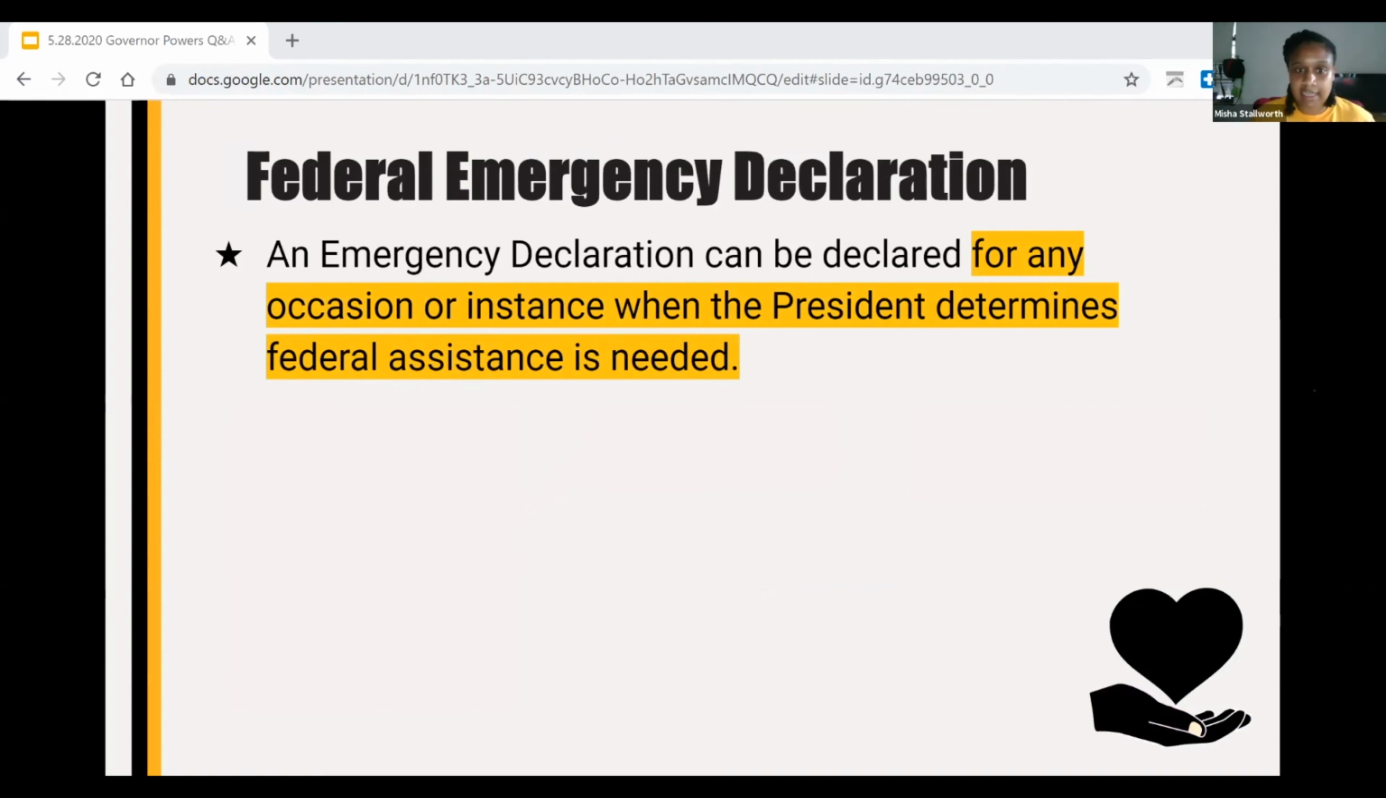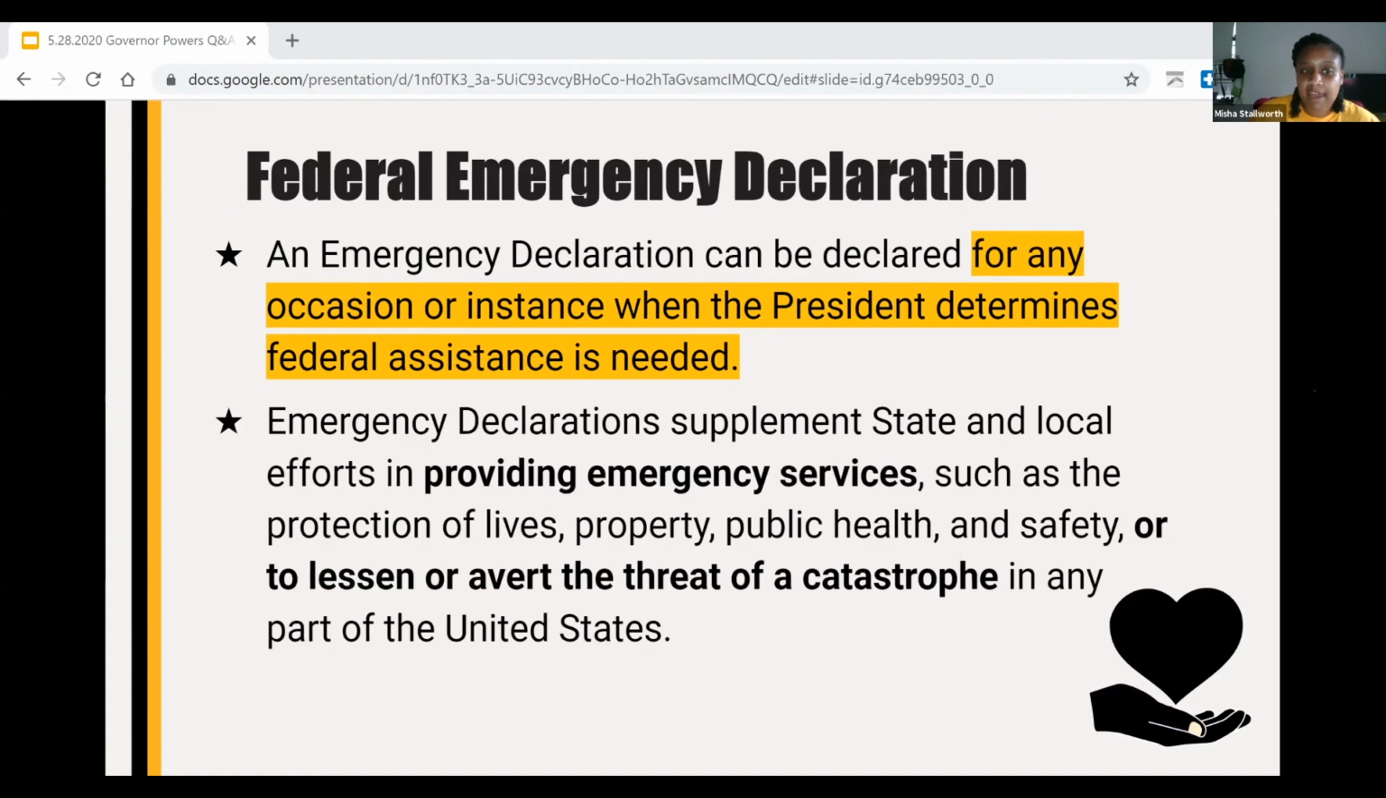He made similar declarations for other states as they're trying to respond to this crisis. An emergency declaration can be declared for any occasion or instance when the president determines federal assistance is needed. An emergency declaration supplements state and local efforts in providing emergency services, such as the protection of lives, property, public health, and safety, or to lessen or avert the threat of a catastrophe in any part of the United States. So that can show up in a number of different ways. Here, we've seen it show up in certain resources that have come to the state.